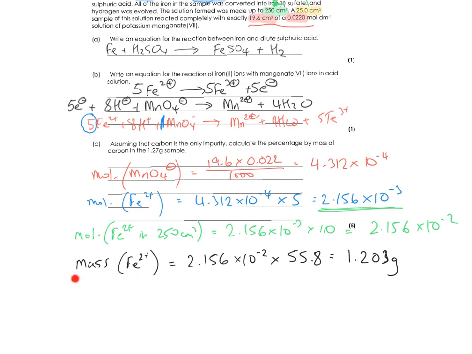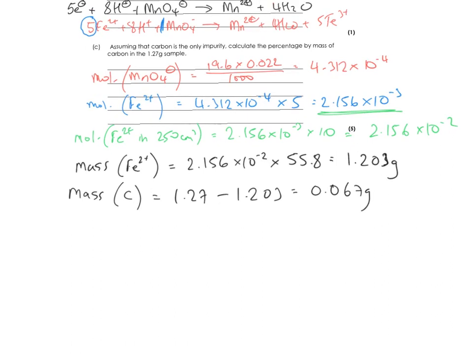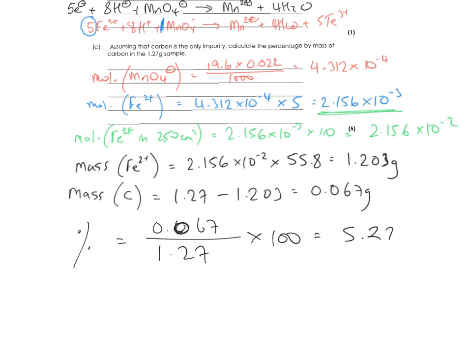So that's why I knew I had to work out the mass of the iron 2 plus, because it tells you that carbon is the only impurity. So I can now work out the mass of carbon in that sample, because that's going to be 1.27 take away 1.203, which gives you 0.067 grams, and then to work out the percentage impurity, I then do 0.067 over the full mass times by 100, and that gives you 5.28%.